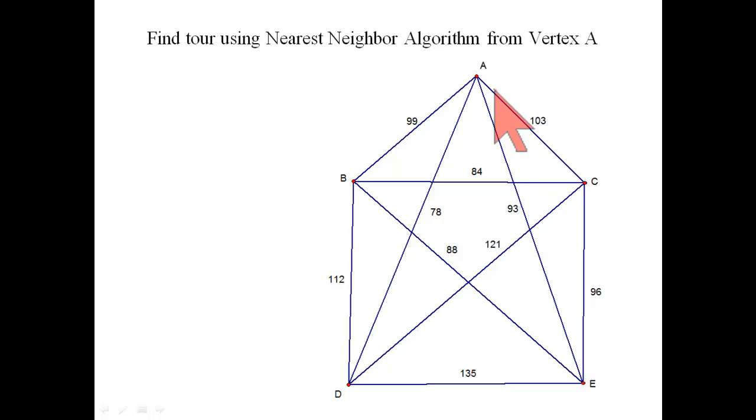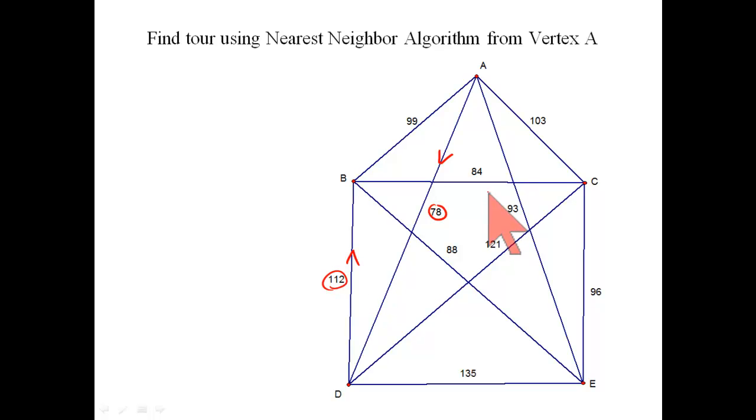You start at A and you go to the nearest place you haven't been yet. So out of 103, 93, 78, and 99, 78 is the shortest. We're going to go along to vertex D. Then what's nearest? 135, 121, 112. 112 is the smallest. We'll go to vertex B.